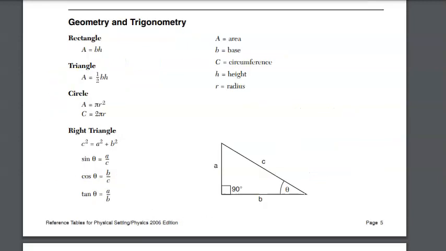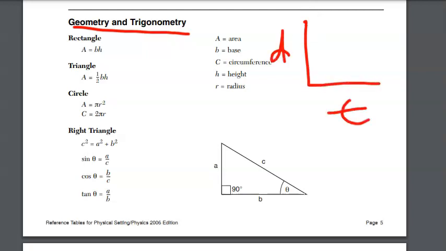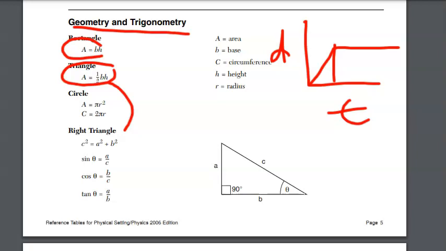Moving to geometry and trigonometry, you've used this throughout the course. I really don't need to talk too much about it. When you're dealing with graphical motion, for example, let's say it's a d versus t graph, and you have some different parts, you might have to look for the area under the curve, and you could go ahead and use rectangles and triangles. Of course, if you have anything with circles, you're given area and circumference, and then your right triangle. Of course, you have the Pythagorean theorem here, and sine, cosine, and tangent.